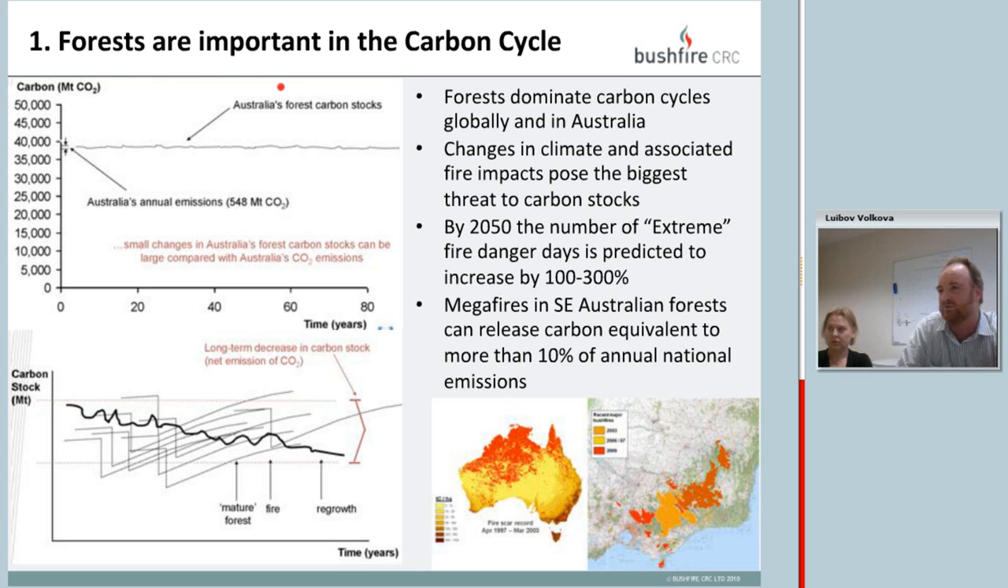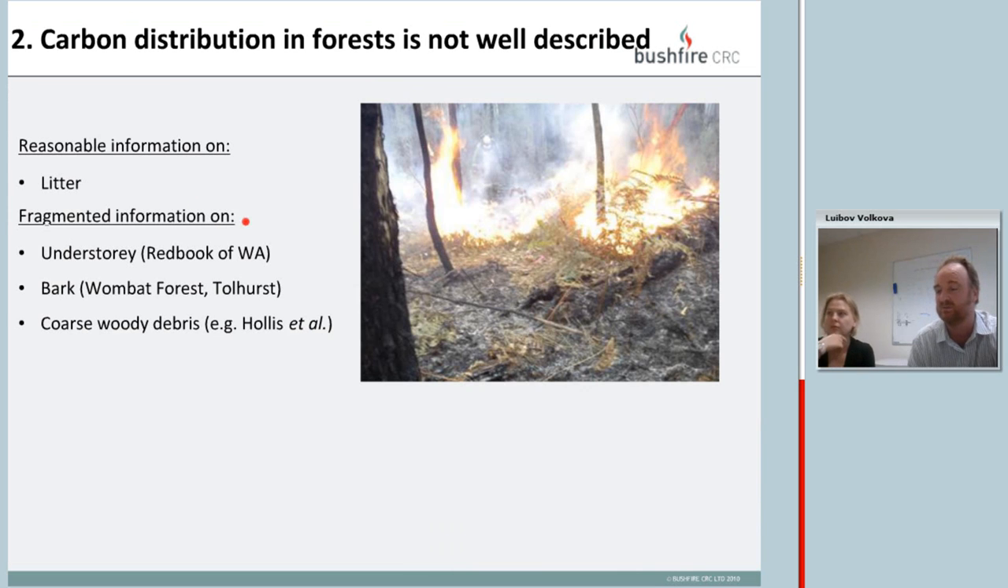So you'll see over here on the left-hand box, Australia's forest carbon sinks sit around 40,000 megatons of CO2 equivalent, and small changes in this forest carbon stock can be large compared with Australia's CO2 emissions. And the question really is, in a changing climate and with the potential for increased occurrence of megafires, is there the chance that we could be experiencing a gradual decline in our carbon stocks in the forest? So that's the big picture. I know land managers are more concerned with the immediate impacts of fire and some of the decisions about how to burn and when to burn. So we'll move on to some of the practical aspects of the project.